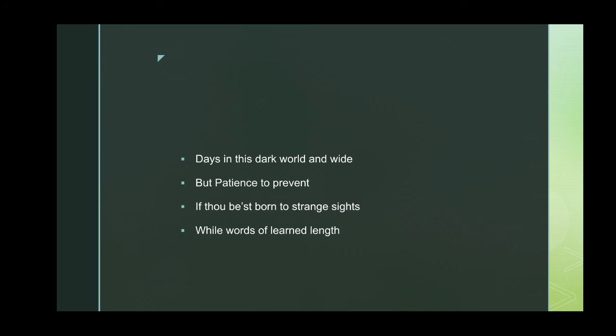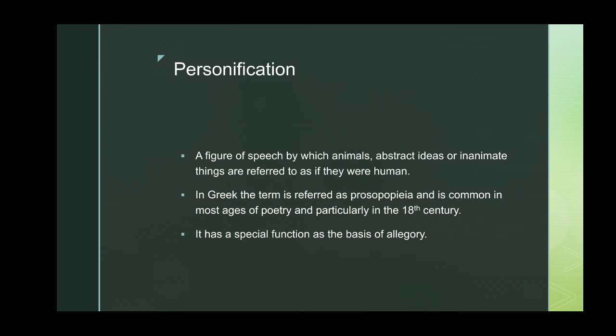I think it's clear to you what alliteration is. Now, the next figure of speech is personification, and I'm sure you have heard about this term. It is a figure of speech by which animals, abstract ideas, or inanimate things are referred to as if they were human. In personification, abstract qualities and non-living entities are given human shape and human form. For example, dancing flowers, howling winds.